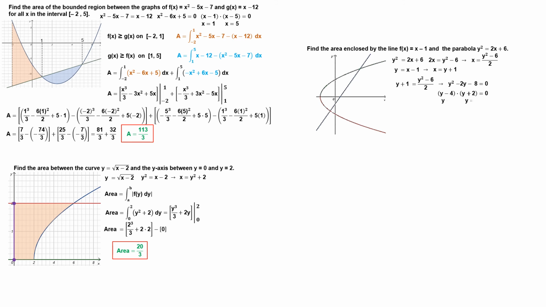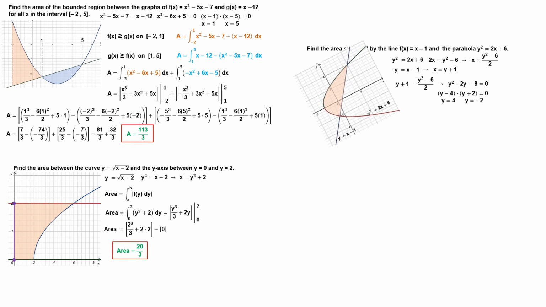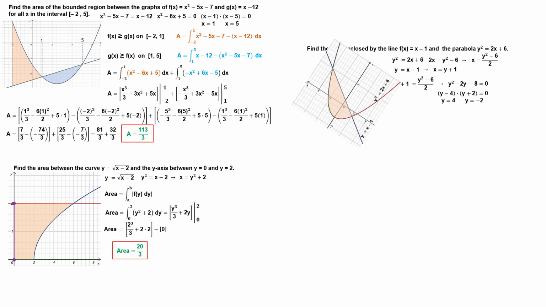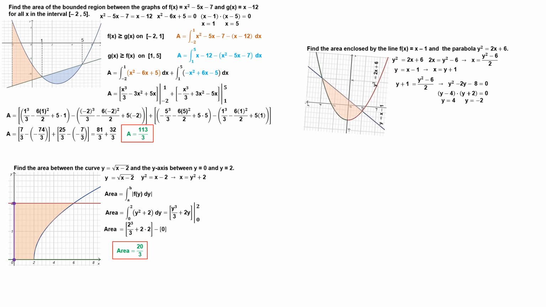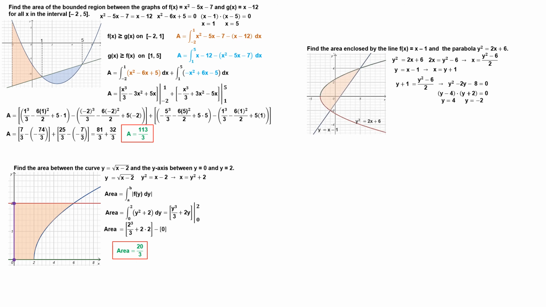Now we must determine which function is the largest and which is the smallest for y between -2 and 4. We can do this by rotating the graph by 90 degrees. We can see that the equation of the line is greater than the equation of the parabola in this interval. We can write the area as follows. We now perform the calculations.